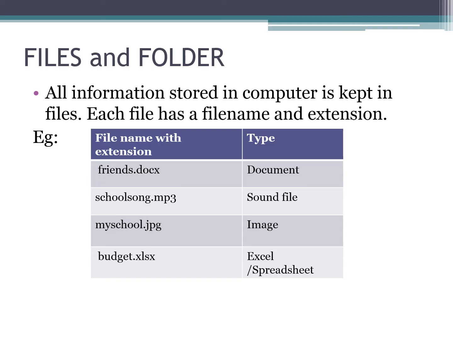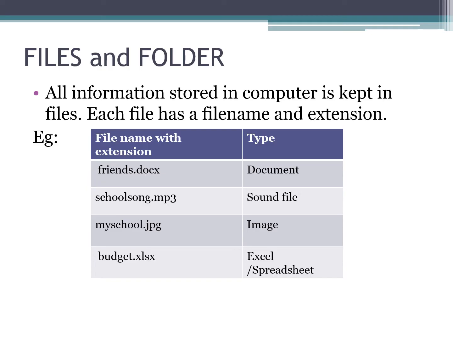Files and folders. Now every information that is stored in a computer is kept in files. Each file has a file name and an extension. This extension is very important because this tells what type of file that is. For example, friends.docs. Docs means a document file.